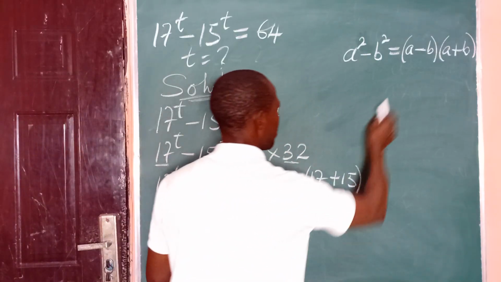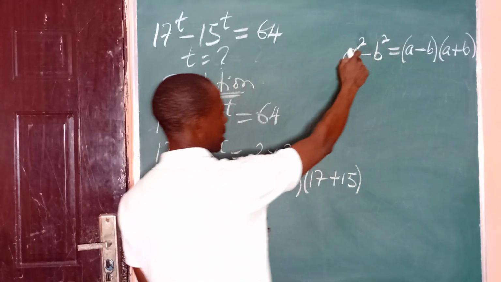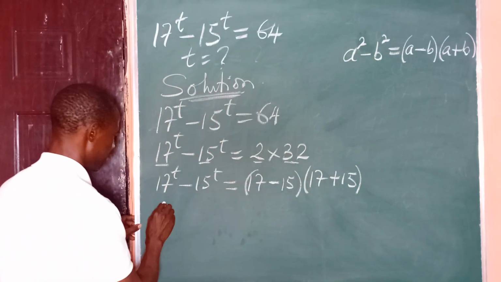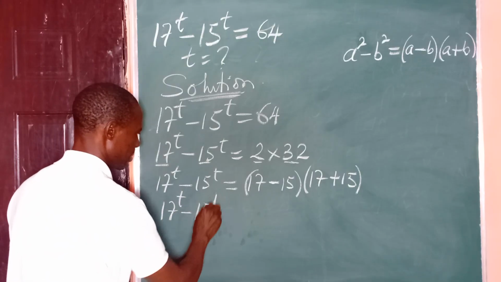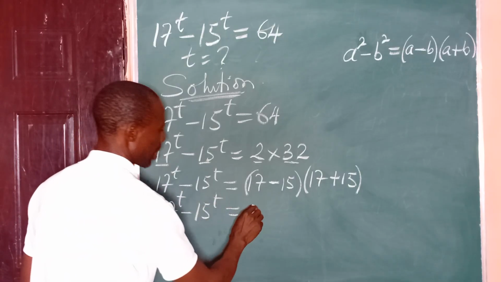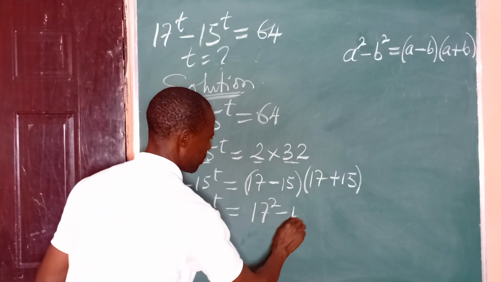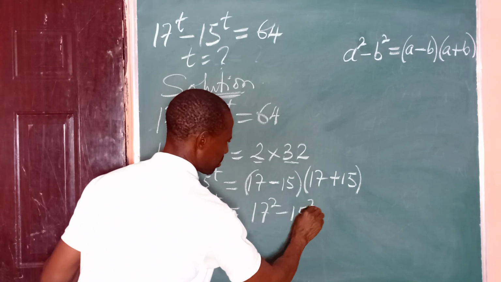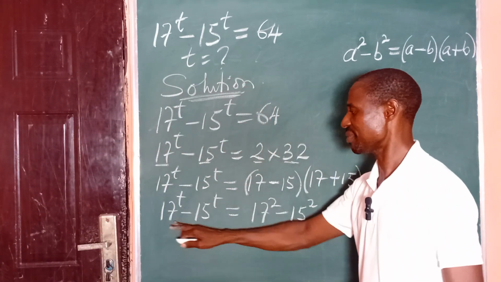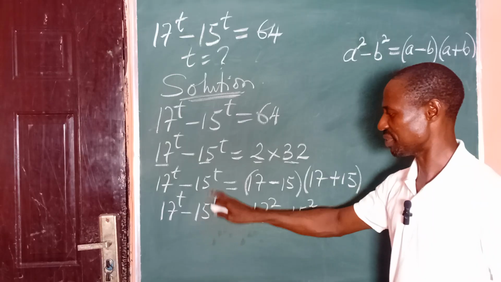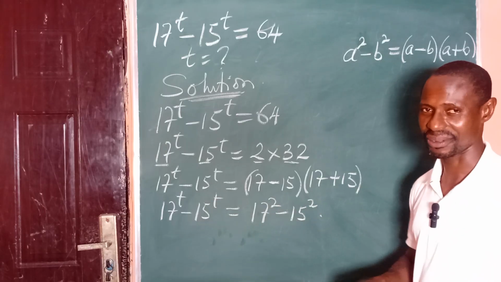So this expression here is in this format, so we can take it back to this format. This is going to give us 17 to the t minus 15 to the t equals 17 squared minus 15 squared. Now check out what we are having here. We are having 17 to the t minus 15 to the t, and we are having 17 squared minus 15 squared.